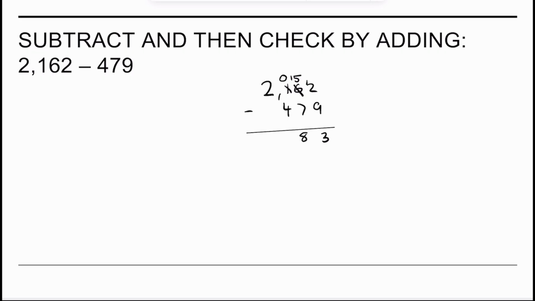Then we go 0 minus 4. Well, we can't do that, so we borrow from the next place over. We get a 1 there, and this becomes a 10. 10 minus 4 is 6. Now we've got to make sure we put our comma, and then we just carry that 1 down. So we get 1,683. And so now we should be able to check this by adding. So we do 1,683 plus 479.